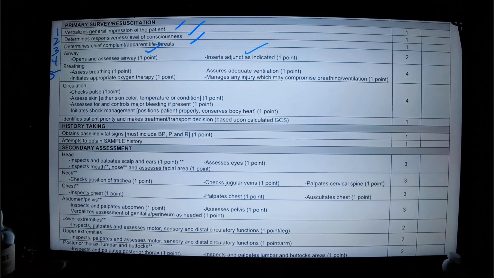So, breathing. Ask yourself these questions. Is it present? What is the rate? What is the quality? What is the depth? And what is the rhythm? Is it regular, irregular? Depth, is it normal? Is it shallow? Is it rapid? Quality, is it long deep breaths? Is it short breaths? Then we move on to adequate ventilation, which is pretty much the same thing, the depth and quality of it. This is kind of where you get to V/Q mismatch, but that's critical care. I don't want to confuse you guys.